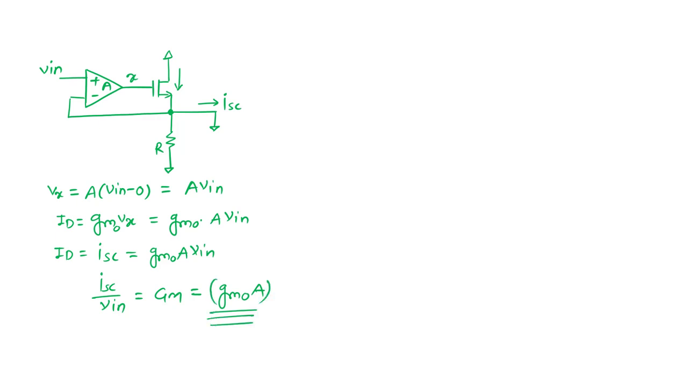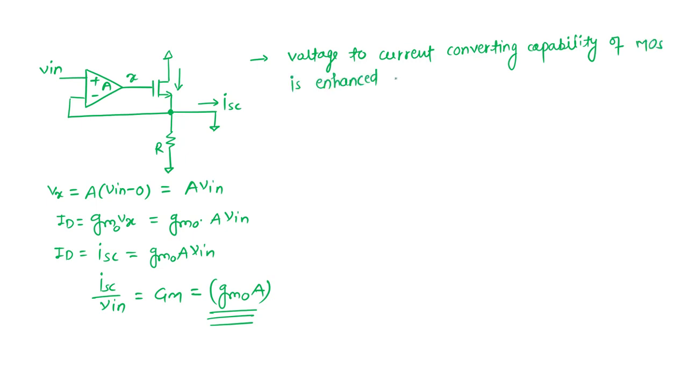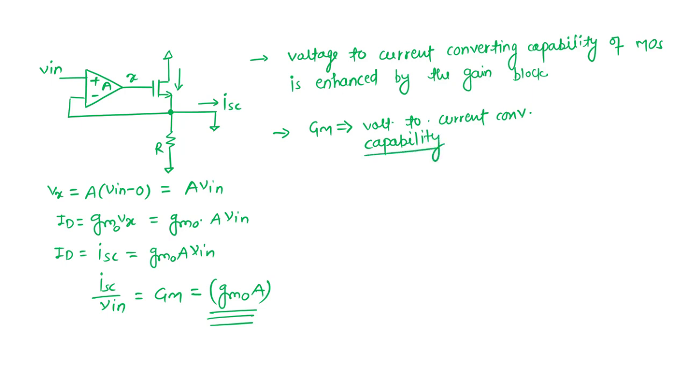So our gain block is modifying the transconductance for this structure. I can say the voltage to current converting capability of the MOS is enhanced by the gain block. This is the actual definition of transconductance. What is the transconductance? It is nothing but the voltage to current conversion capability of a transistor. The higher the GM, the better the voltage to current converter.